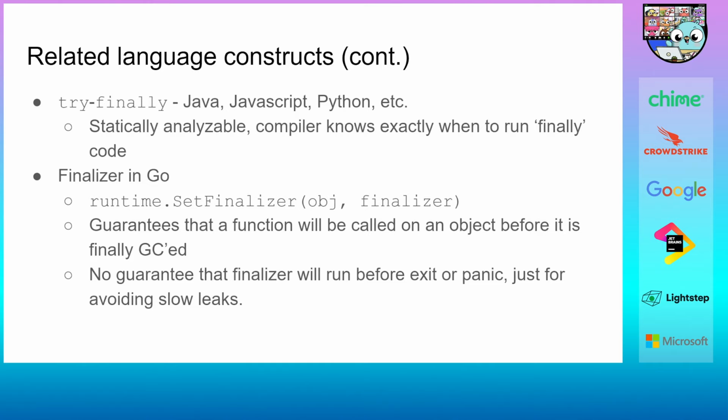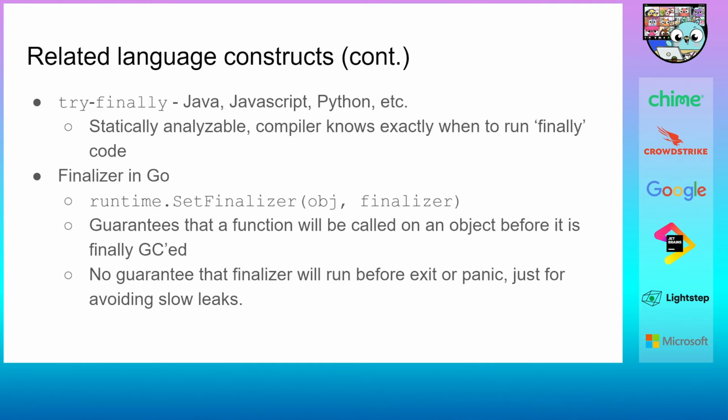The compiler knows exactly the code from the try finally block that must be run, regardless of whether the try block finishes normally or because of an exception. And lastly, I think it's interesting to remember that there's a thing called a finalizer in Go, and compare it with defer and RAII. A finalizer in Go is a function you can set via runtime.SetFinalizer, which is guaranteed to be run before an object is garbage collected.